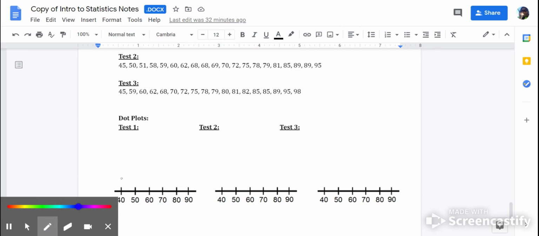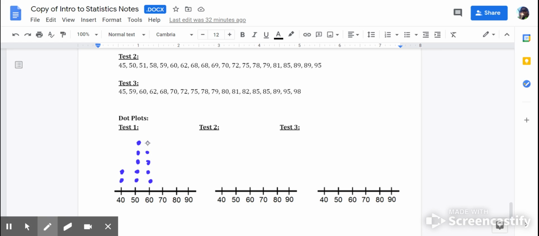So there are 2 scores in data set 1 in the 40s. There are 5 in the 50s, 5 in the 60s, 3 in the 70s, 2 in the 80s, and 1 in the 90s. Then we move on to test 2. We have 1 score in the 40s, 4 scores in the 50s, 5 in the 60s, 5 in the 70s, 4 in the 80s, 1 in the 90s.